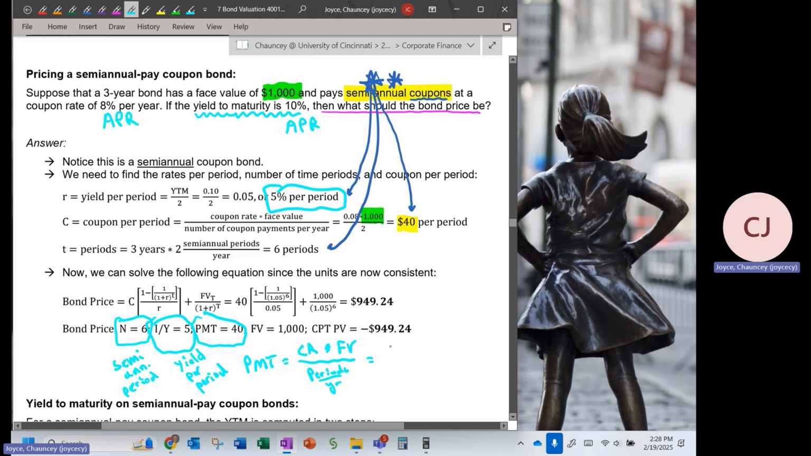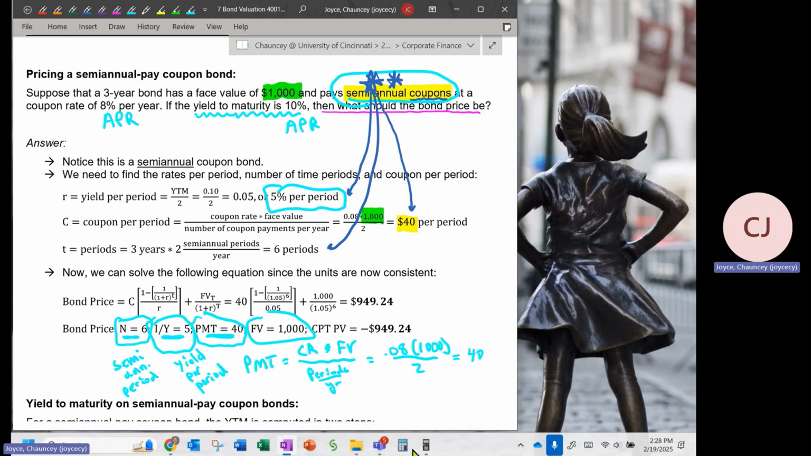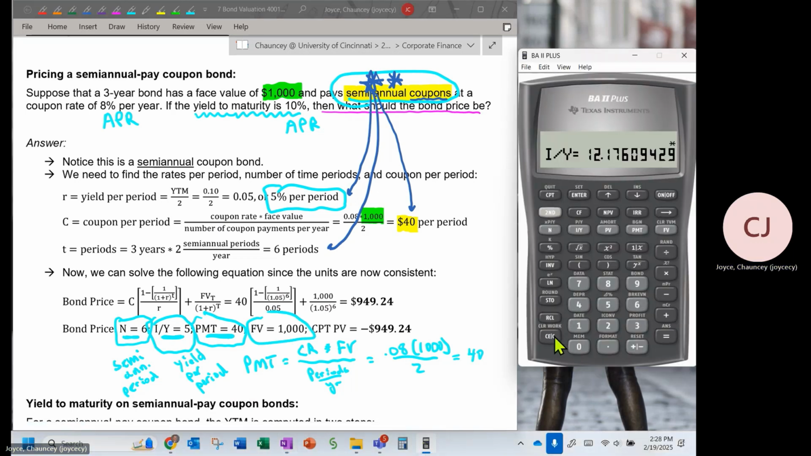And that was just your coupon rate of 8% times 1,000 over 2, which is 40 per period. So those three things need to be consistently adjusted for the semi-annual factor, since this is a semi-annual bond. So base of 1,000, and then you're just going to compute 6 N, 5 I/Y, 40 annuity PMT payment, 1,000 base value, and then the only variable left would be the value.